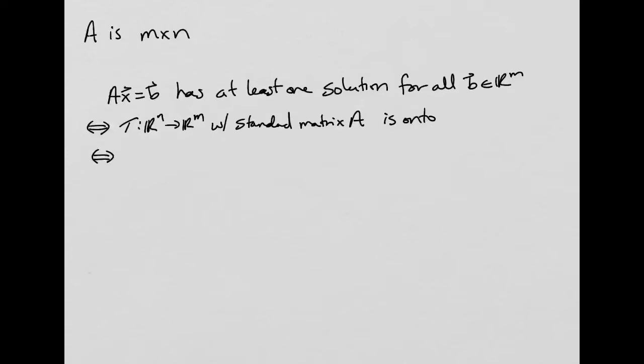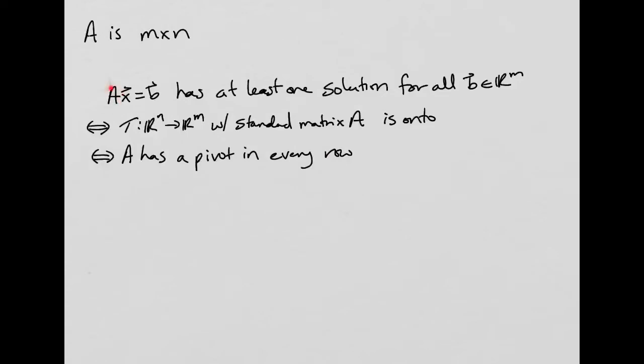Now, the next thing I could say has to do with pivots. And so if you have a solution for every single b, or if T is onto, there's something you could say about pivots. And I'm going to write down what it is, and then I want to explain why it's true. Because it's important to remember why these things are true. So these two statements are equivalent to A having a pivot in every row.